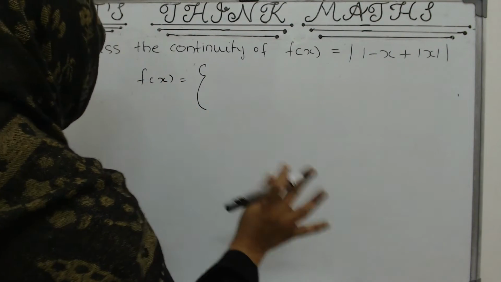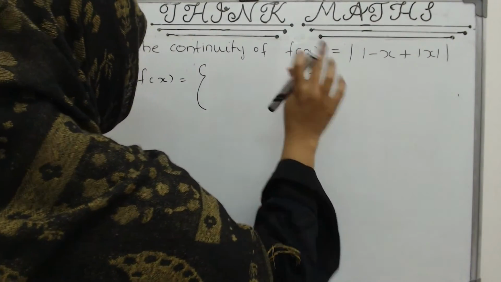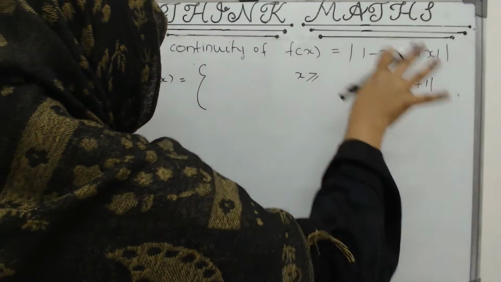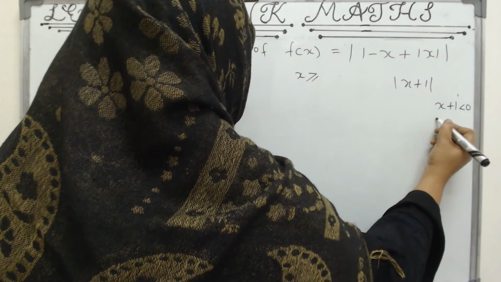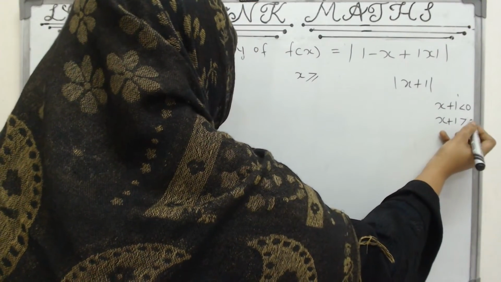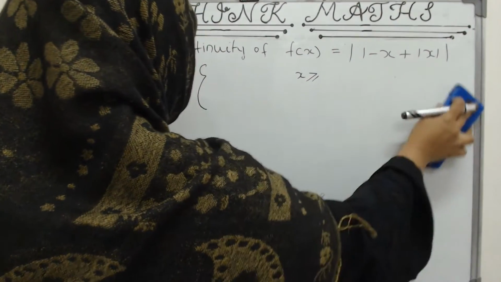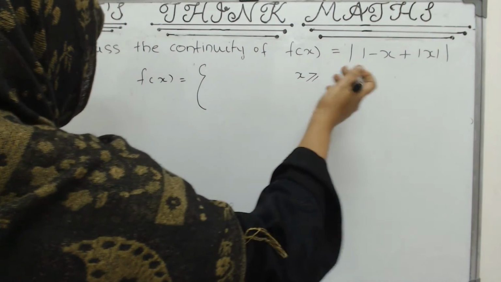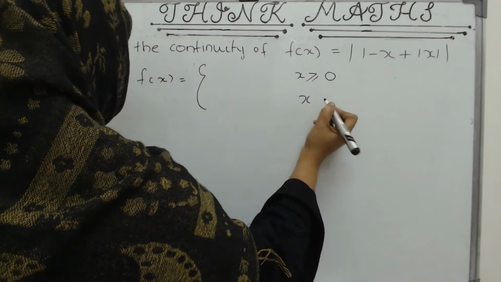Whenever you see modulus, always remember you have to split it into two. Suppose you have modulus of x plus 1, then how do you split it? Split it into two. One part where x plus 1 is less than 0, the other part where x plus 1 is greater than 0. Always split it like this. Here, what is coming inside the modulus? It is 1 minus x plus mod x. So take mod x, first take it is greater than 0.